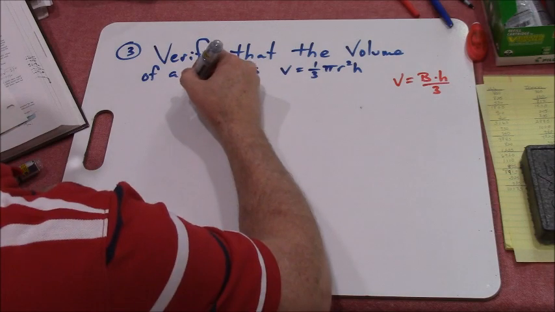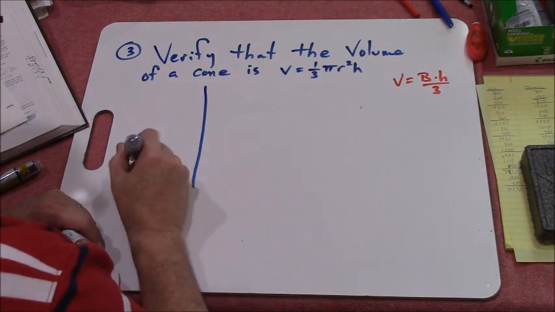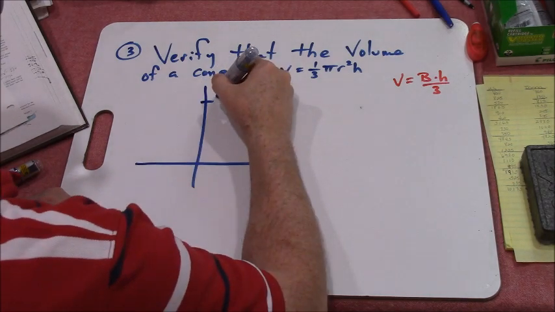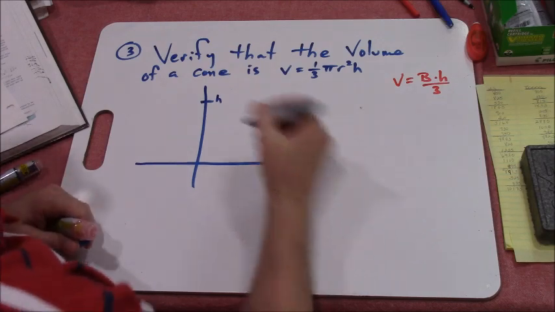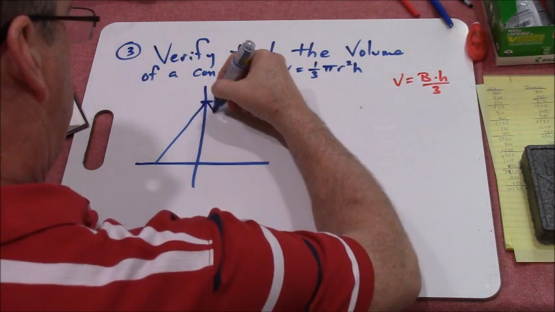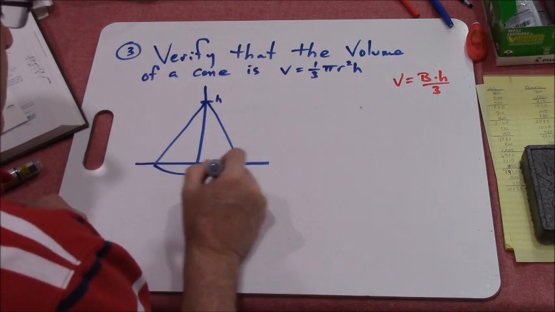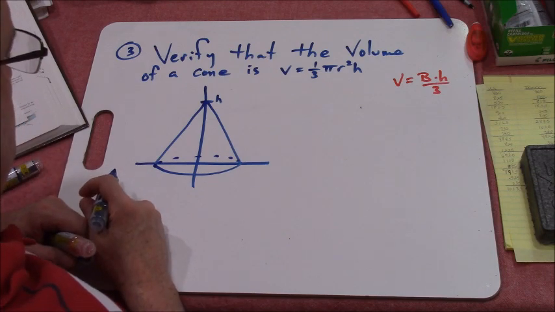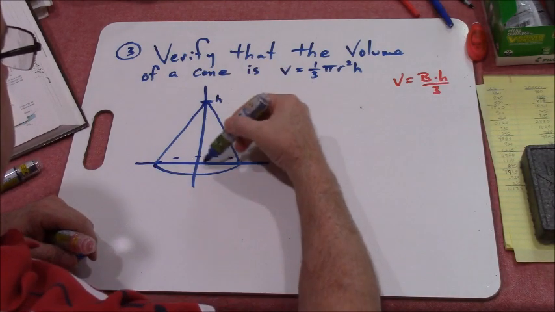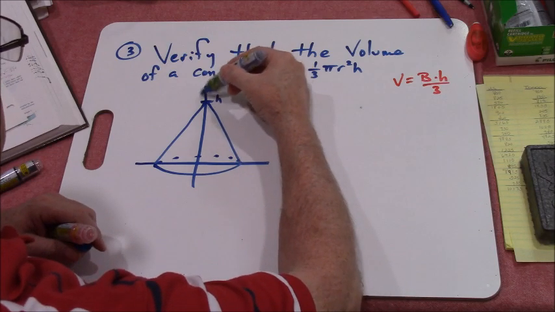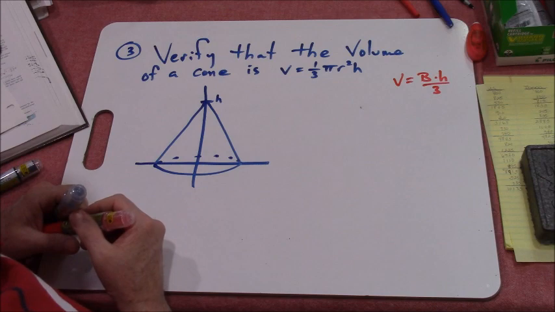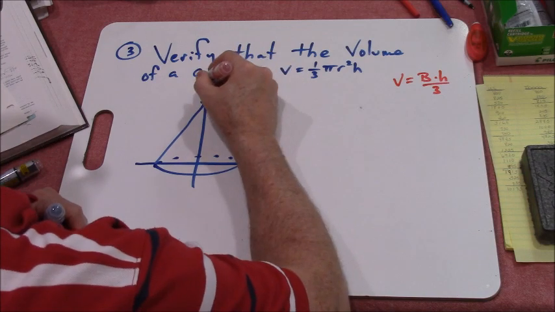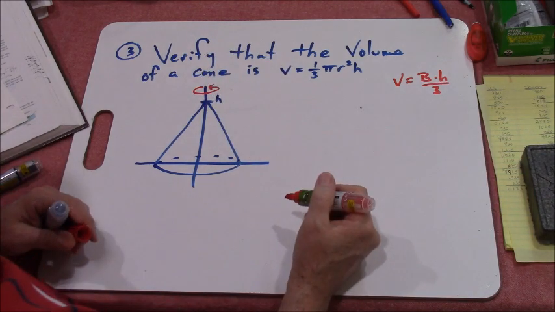So to start, I need to draw a picture of a cone. Let's just call this the height of the cone, h, whatever it is. My cone comes down like this. We know we have a circle at the base. To get this, what I really did is I just took a right triangle and I rotated it about the y-axis. Does that make sense? We took a right triangle right here and we rotated that about the y-axis.